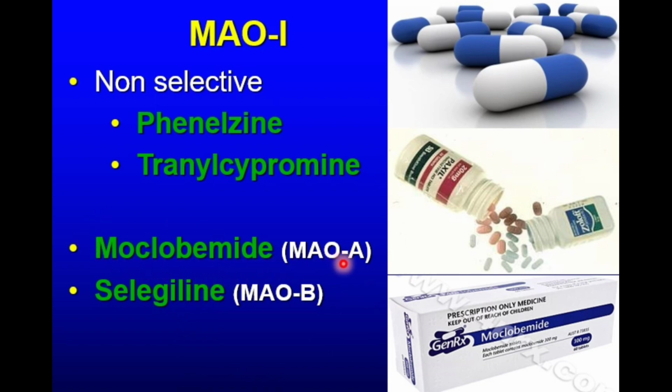Moclobemide is a selective inhibitor of monoamine oxidase A. It has a reversible and short-acting effect. Moclobemide is used for treatment of depression. Cheese reaction is less severe with moclobemide.